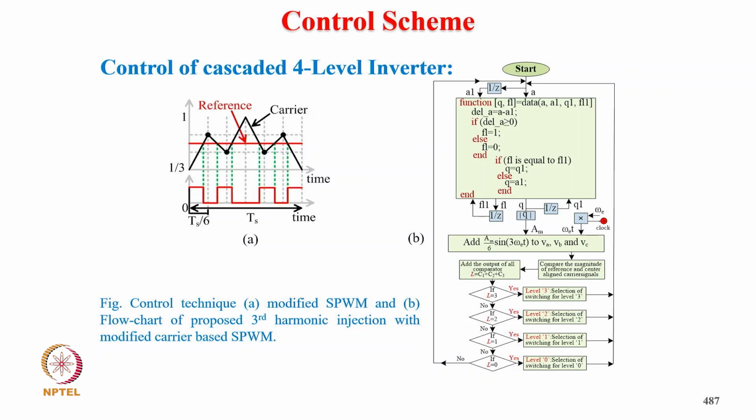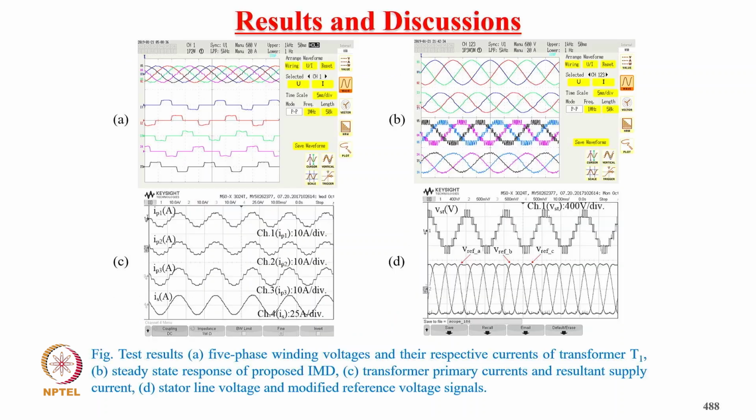And this is the control of the cascaded inverter with modified space vector modulation, and the flowchart for the proposed third harmonic injection to the carrier. So you can say a new kind of carrier wave is generated for switching of the devices, and this is the flowchart for that. And these are the experimental results.